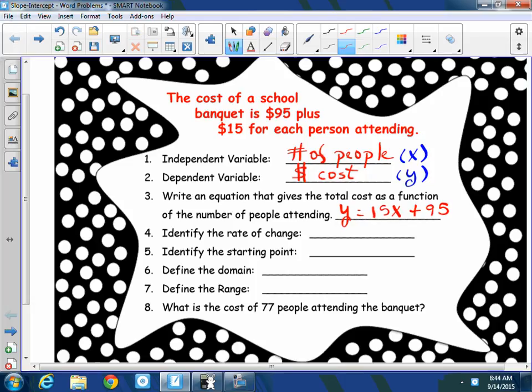What does that 15x? What does the 15 represent? How much cost per person? And then what does the 95 represent? No. What does the 95 represent? Jane. So I'm only going to spend $95? No, more than 95. So what is the $95? What does it represent? Say that again. The y-intercept. Thank you so much. The y-intercept.